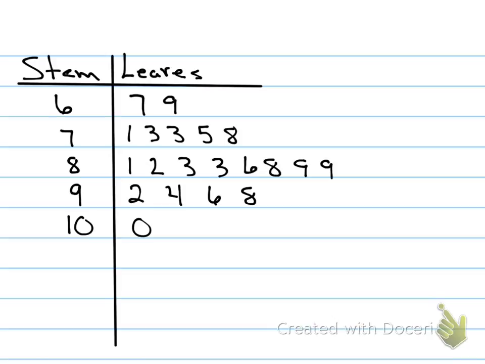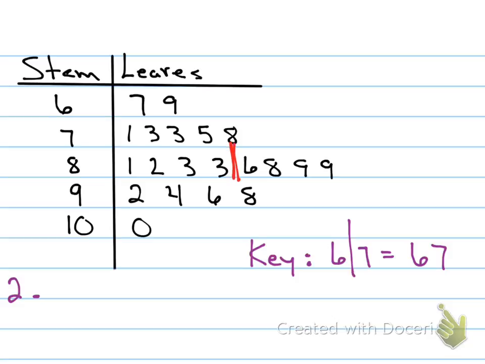What am I missing, though? I'm missing my key, and like I said, I like to use the very first number. So 6 to 7 is 67. Now to answer number 2, it says how many of the scores were greater than 84. So here's my cutoff. All right, 83, and that's my cutoff. So I've got 4 numbers here, 4 numbers here, and 1 number here. So how many is that? 9. 9 scores were over 84.